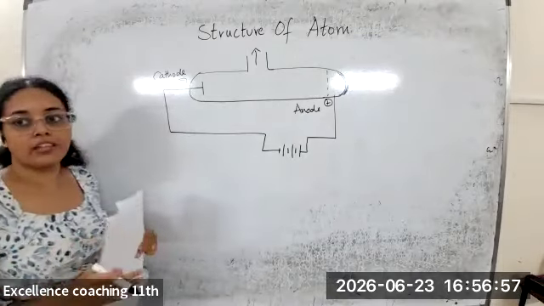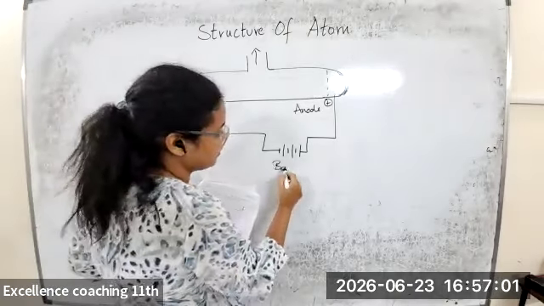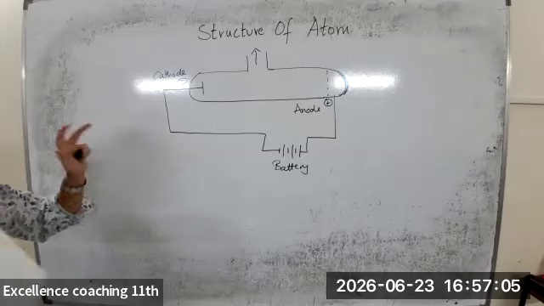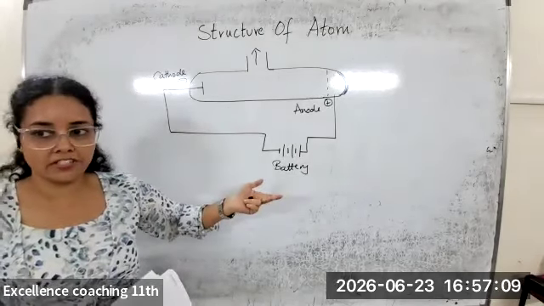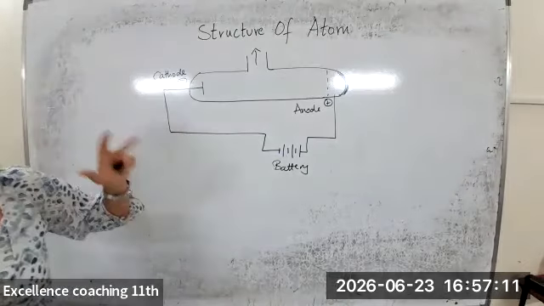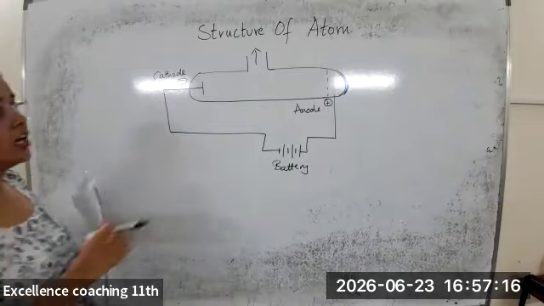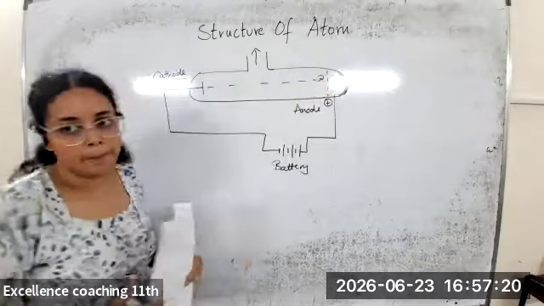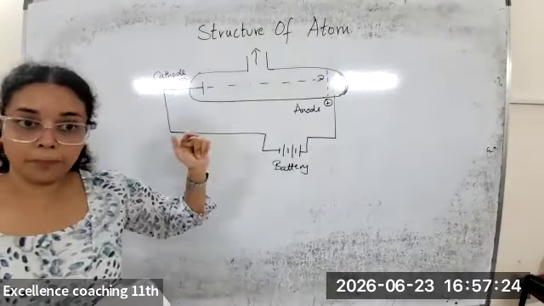So it was observed that, this is basically a battery. Okay. When this particular setup was performed and the battery was connected, the battery will give you some voltage, right? So when the system was functioning, it was observed that the cathode rays were moving towards the anode. Okay. So first it was observed that the cathode rays move towards the anode.